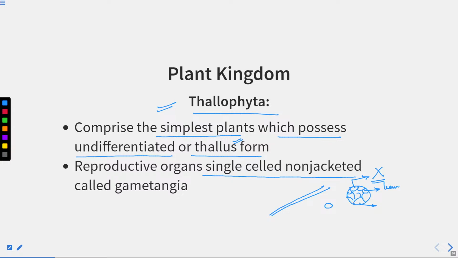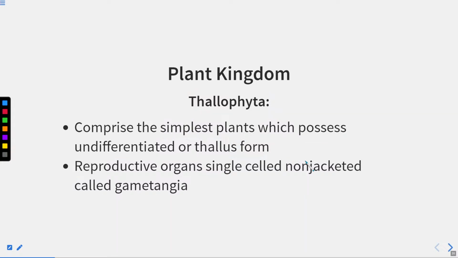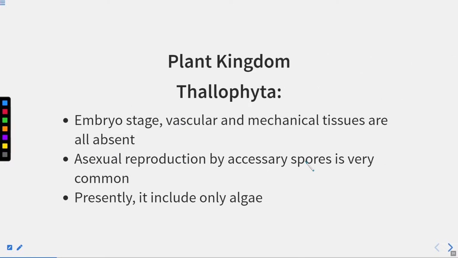Reproductive organs single celled, non-jacketed and called gametangia. This is also one of the very important characteristics of thallophyta. The reproductive organs of algae are non-jacketed and they are called gametangia. They are not covered by any jacket type of cells. So this we can see in the case of algae, and that is why they are kept in thallophyta in this type of classification.